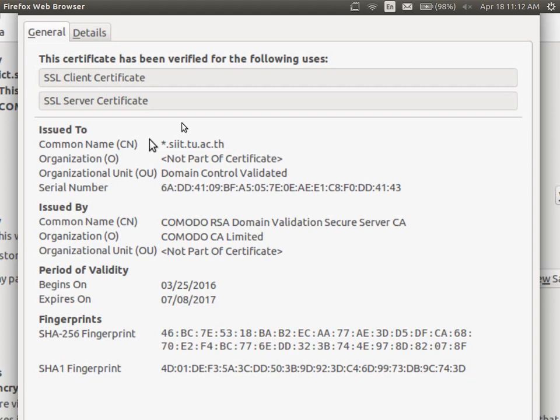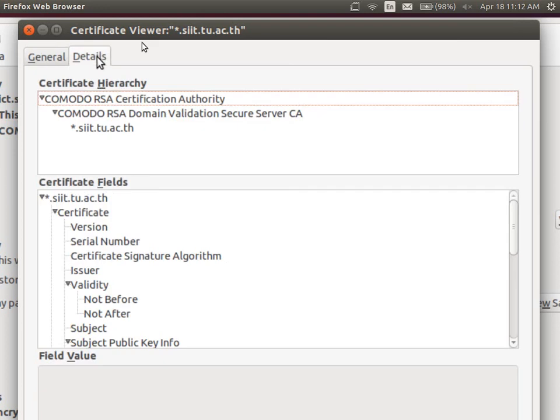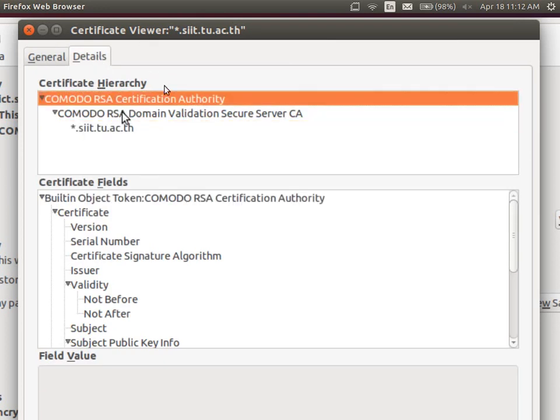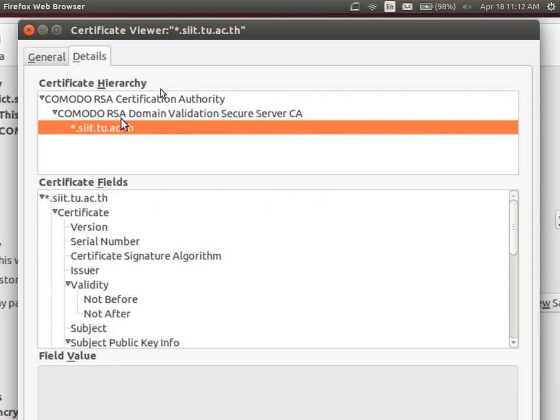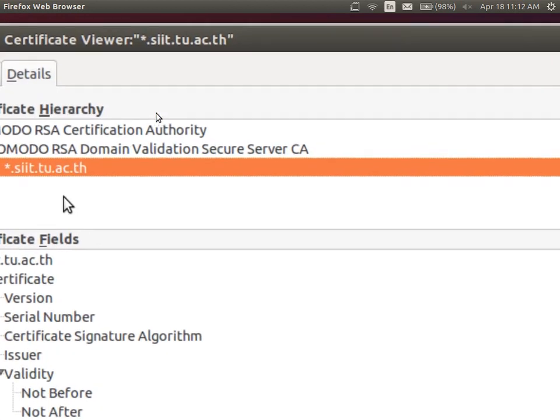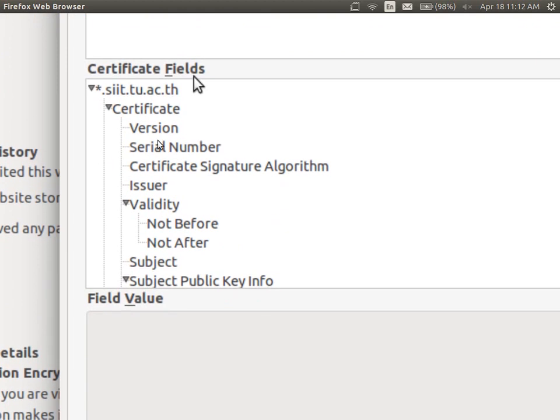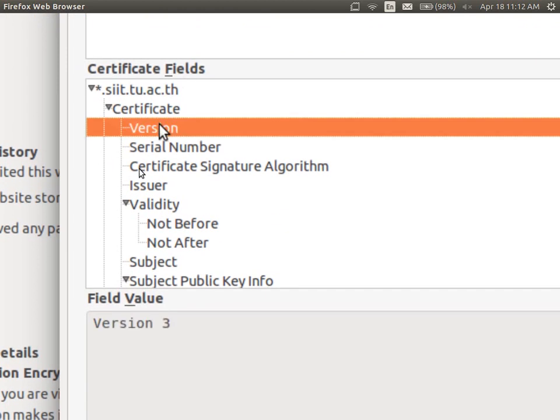So to see the details, we'll zoom in, see the other fields in here. And we'll see, in fact, there are 3 certificates shown in my browser here. There's a hierarchy. But we'll come back to those other 2 first. We'll first look at the certificate that belongs to star.sit.tu.acth. And this certificate contains a number of fields. We see it starts with the version. The standard has gone through different versions. This is version 3 of the standard.